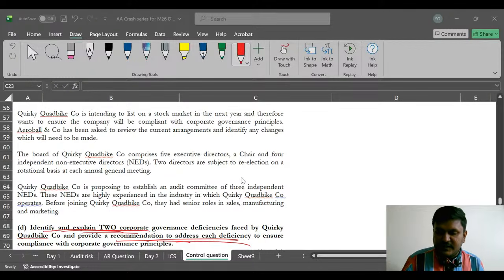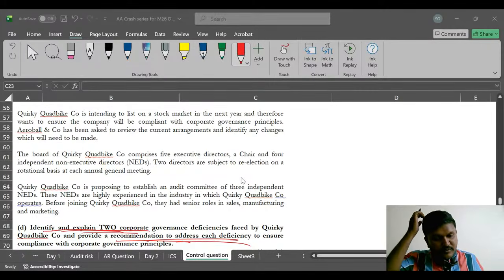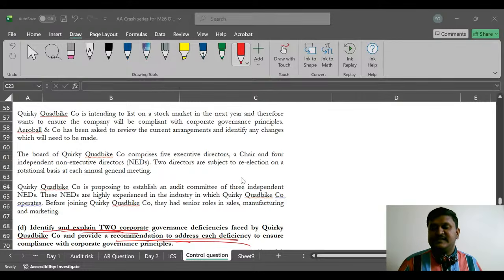Are we seeing anything here? Okay, a query from Benita over here. Does reperformance come for both test of control and analytical procedures? You are wrong in the question itself, Benita. Analytical procedures is a substantive procedure. Analytical procedures will not be done for the test of control.